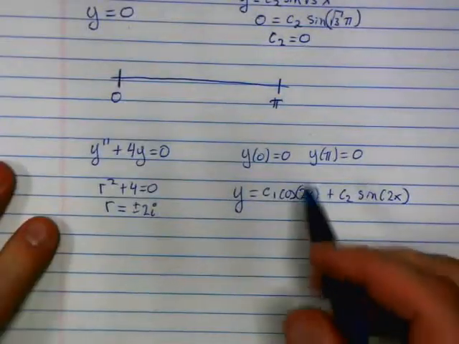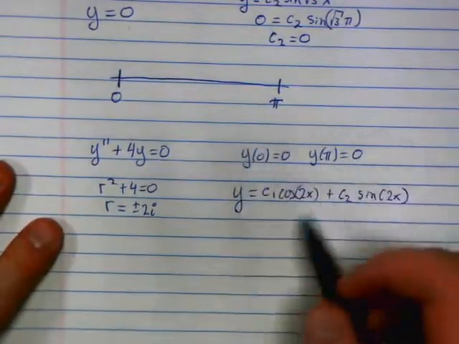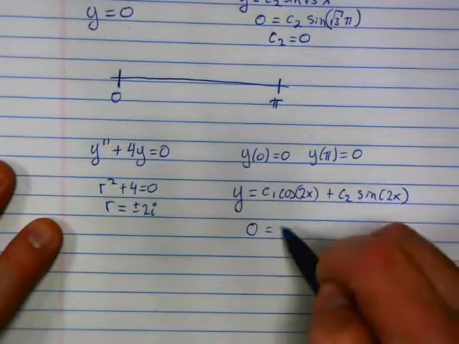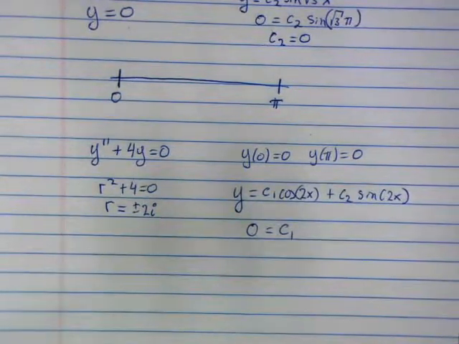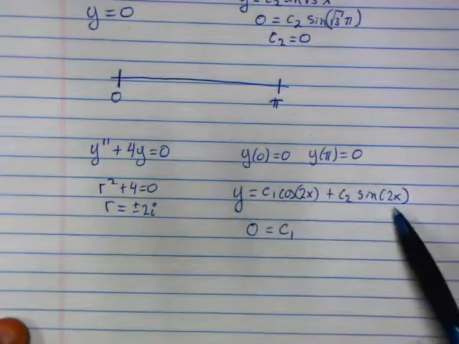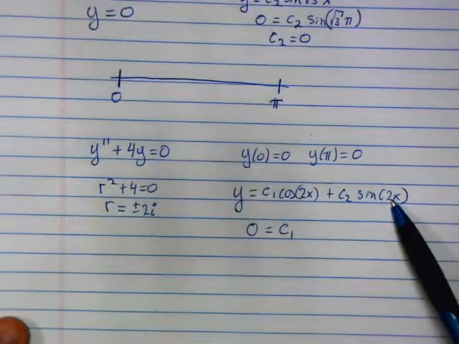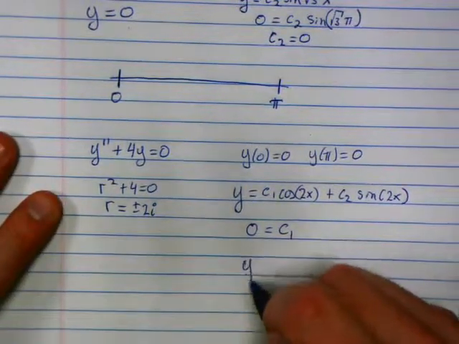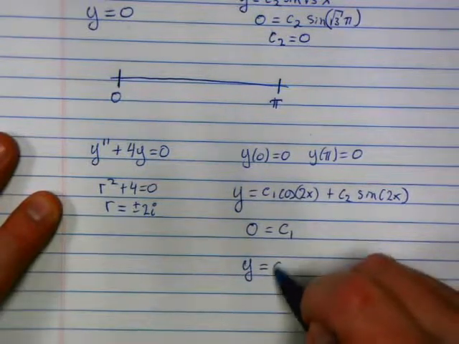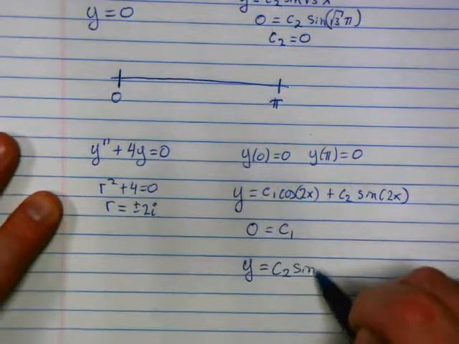Let's see, I plug in my first initial condition. I plug in y at 0 equals 0. That gives me 0 equals c1, because cosine of 0 is still 1, sine of 0 is still 0. So I'm reduced to y equals c2 sine of 2x.